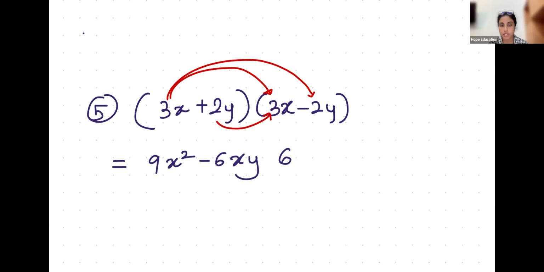One second. Let me just finish this fast. So 2y multiplied by 3x. 2 times 3 is 6. X and y, so it's xy. Here this is plus and this is plus, so answer will be plus. Now what you ask, Sasheli? Plus 2y multiplied by minus 2y.